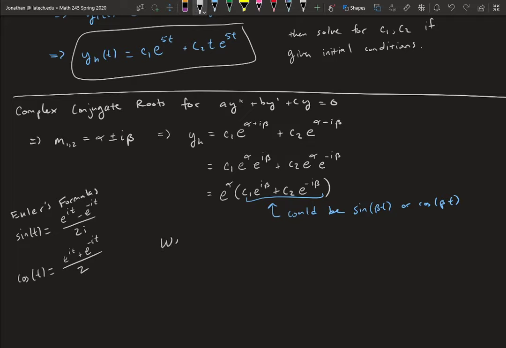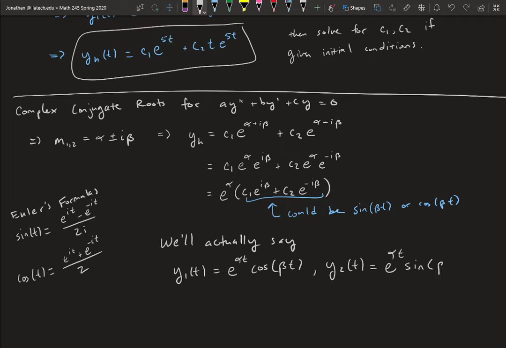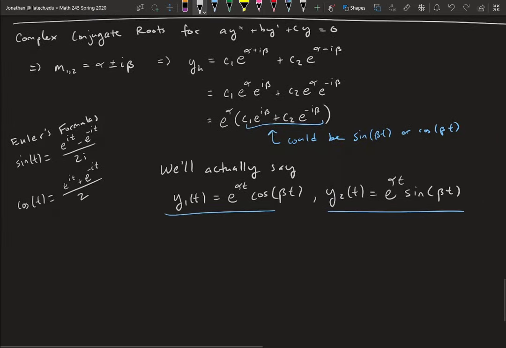So we will actually say that y1 of t is e to the alpha t cosine beta t, and y2 of t is e to the alpha t sine beta t. It's kind of a hand-waving argument. I'm not going through the full derivation. But these are going to be the two linearly independent solutions to the complex roots.